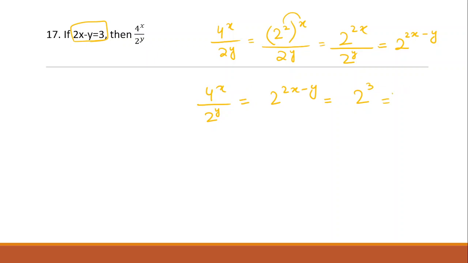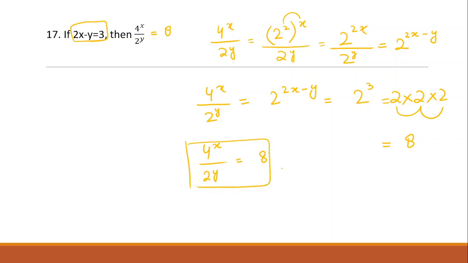2 to the power 3 is 2 multiplied by 2 multiplied by 2. 2 multiplied by 2 is 4, 4 multiplied by 2 is 8. So 8 is our final answer. So basically 4 to the power x divided by 2 to the power y equals 8. Final answer, okay?